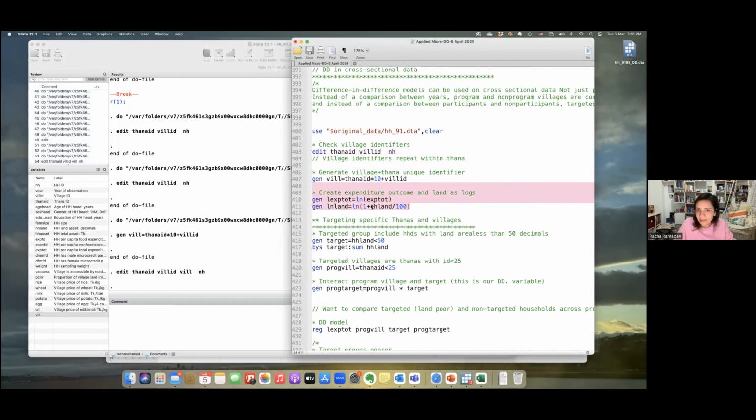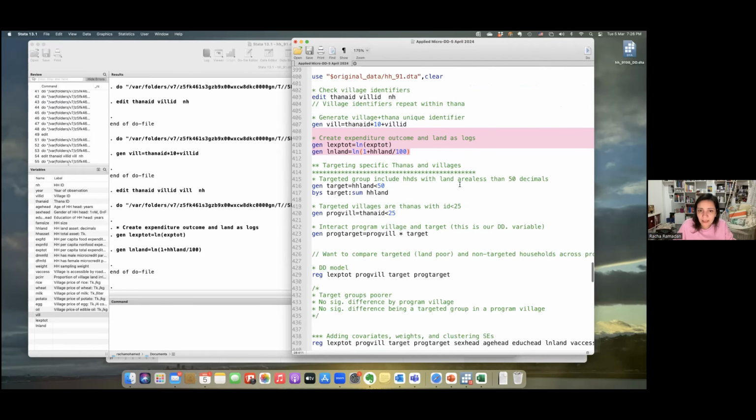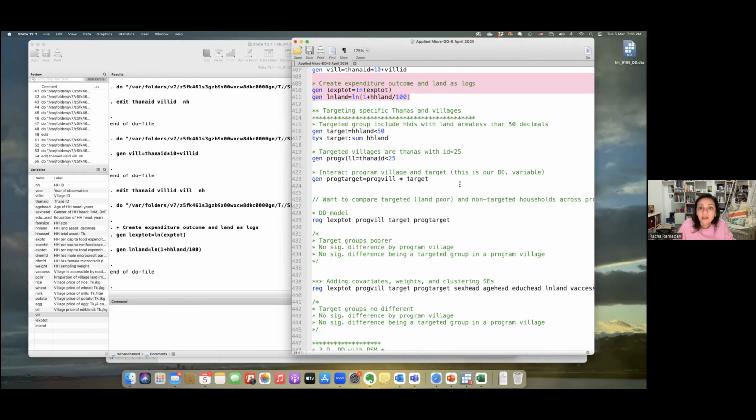I am repeating the same things as I did before, because I am using a new data set for 91. So I am calculating the log expenditure for the total expenditure per capita, and also for land. And now I want to differentiate, because when we are using panel data, I have period 1 equal 1 for the new year where the program is implemented, and the base year, which is year 0. Now I want to differentiate between villages where the program had been implemented and villages where the program had not been implemented. Okay.